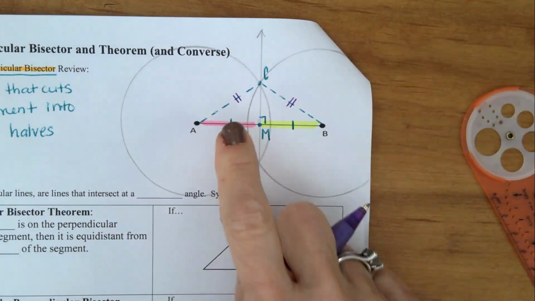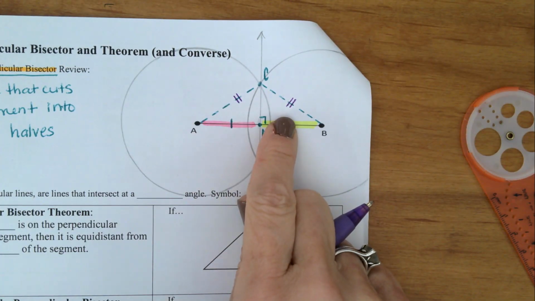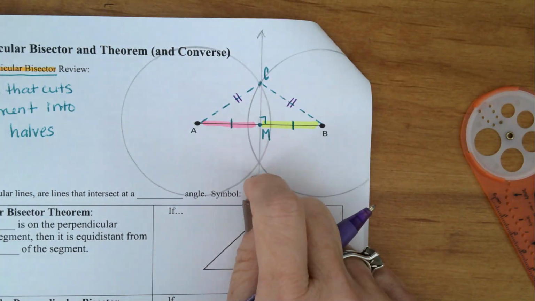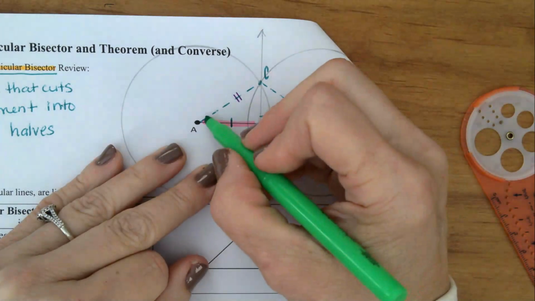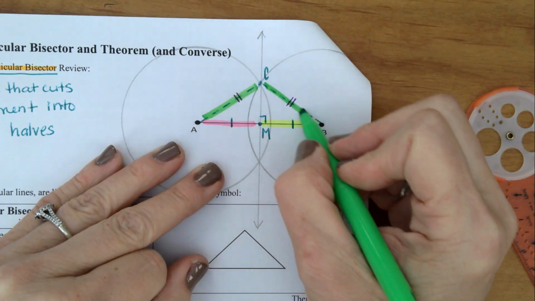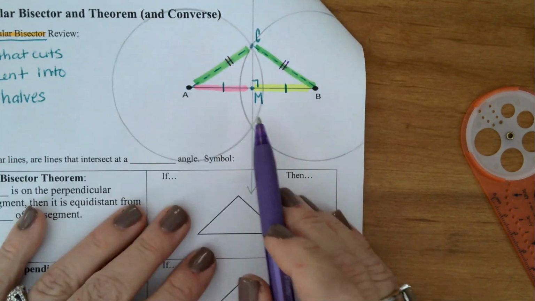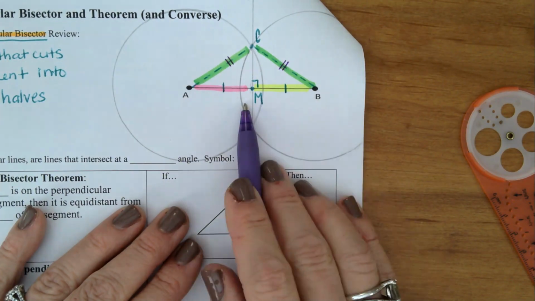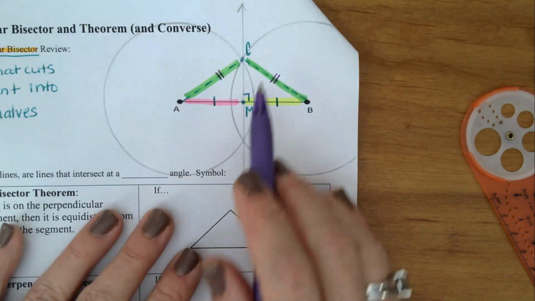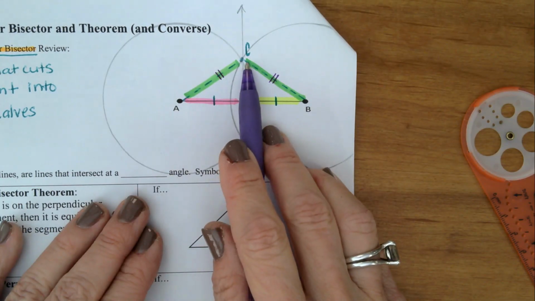Okay, so I want you to put 2 tick marks on that side and 2 tick marks on that side. Okay, so these lines are congruent as well. That means that M is the same distance from A and B. It's directly in the middle. Well, so is C. It's the same distance from A as it is from B.